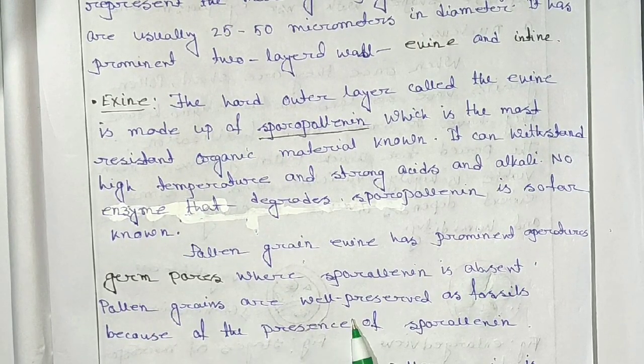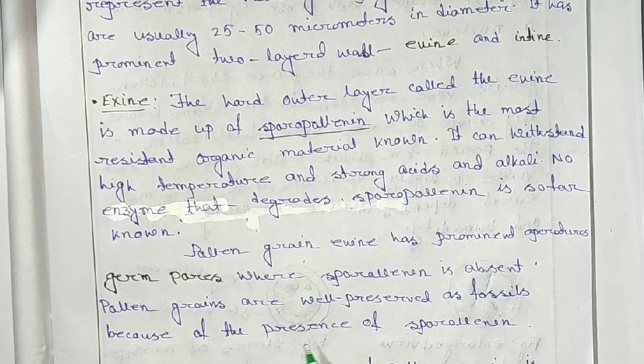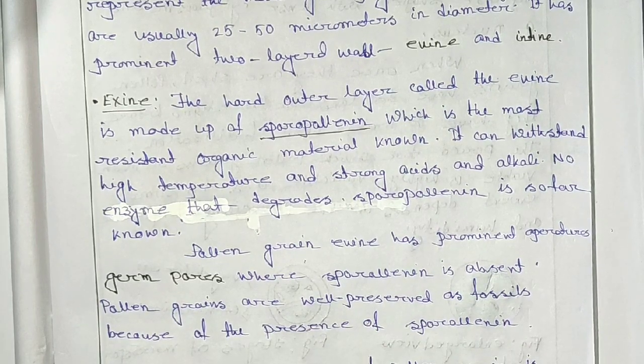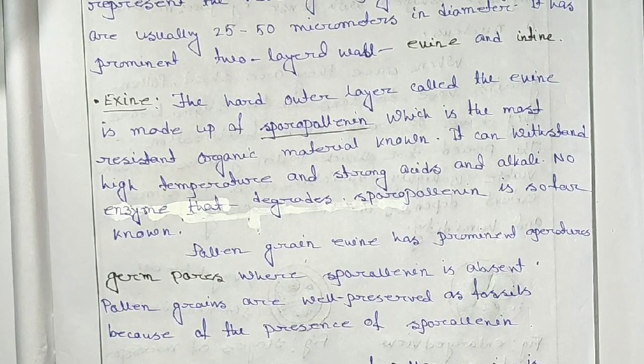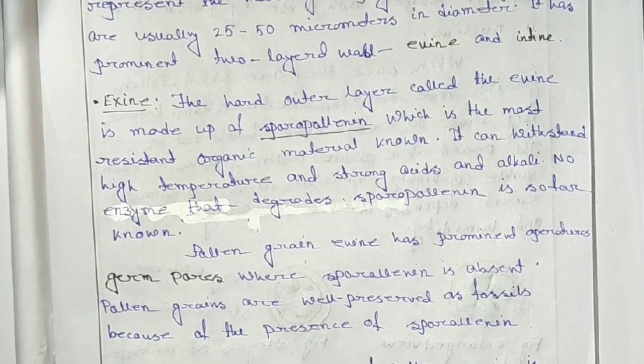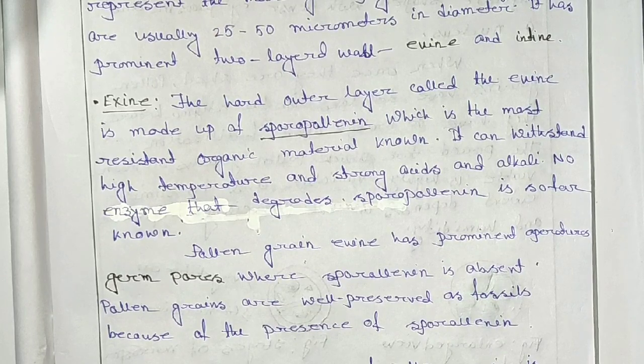Pollen grains are well preserved as fossils because of the presence of sporopollenin. As we know, sporopollenin is a highly resistant substance. As sporopollenin is present in pollen grains, that's why pollen grains are well preserved as fossils.